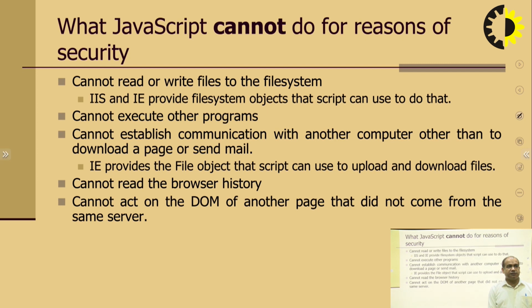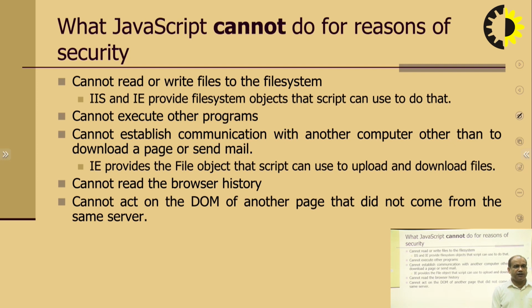Next, what JavaScript can't do for reasons of security. First of all, we can't read or write files to the file system. Still, IIS and Internet Explorer provide a file system object that scripts can use to do that. Also, we can't execute other programs using JavaScript. We can't establish communication with another computer other than downloading a page or sending an email. Internet Explorer provides a file object that scripts can use to upload and download.